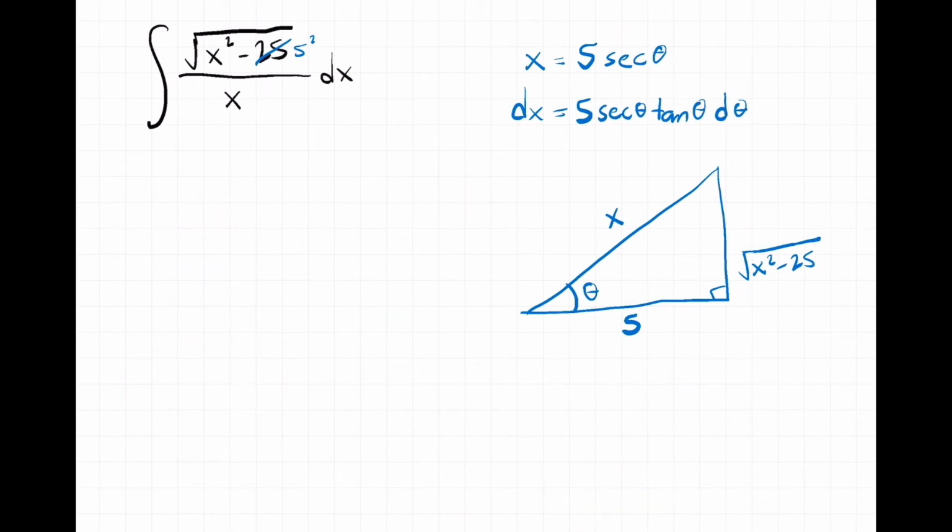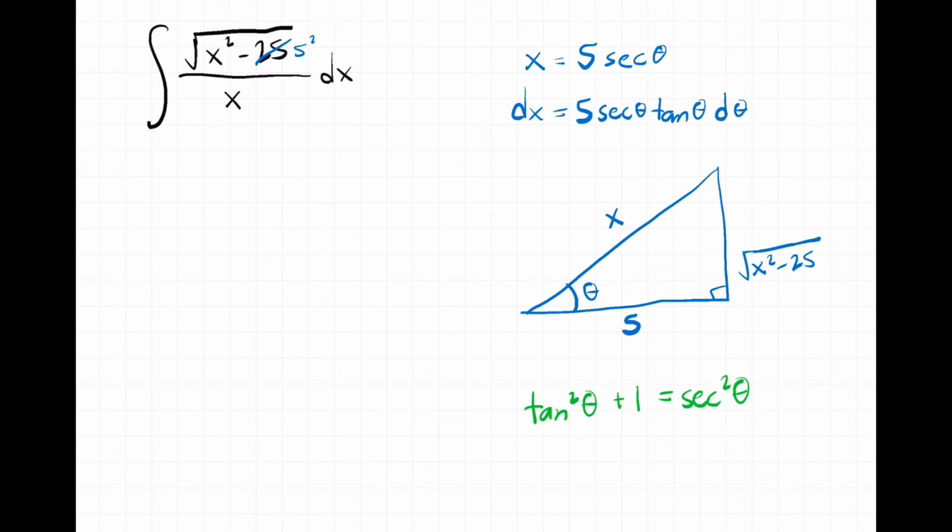Instead, let's recall one of our trigonometric identities, one of our Pythagorean identities, which says that tangent squared theta plus 1 is equal to secant squared theta. You get this identity by starting with the original one, sine squared theta plus cosine squared theta equals 1, and dividing both sides by cosine squared theta. You end up with this one. Now, why is this useful?